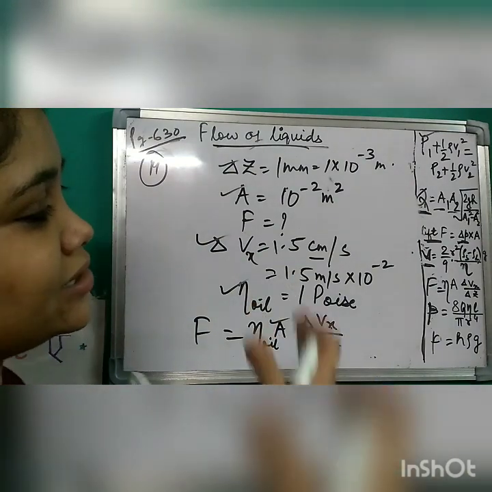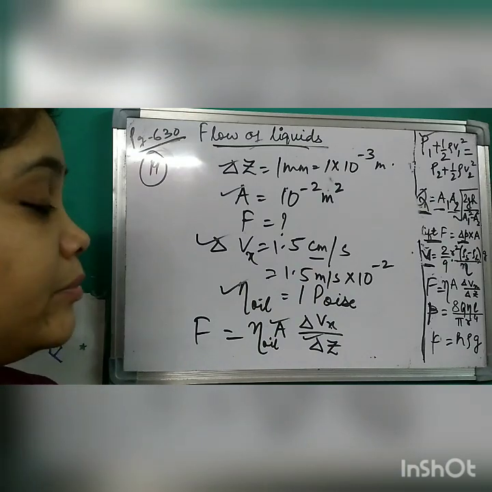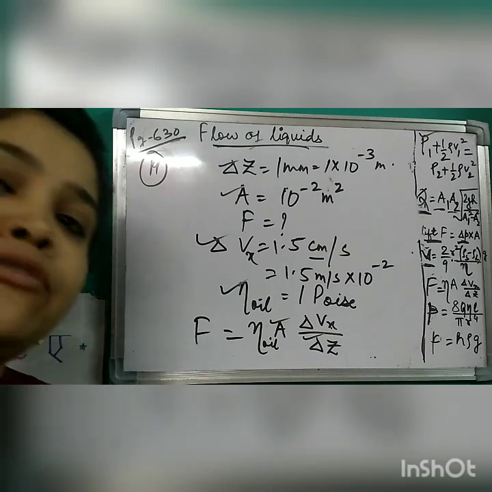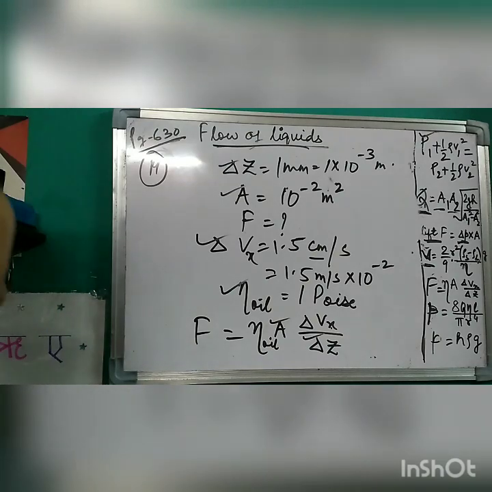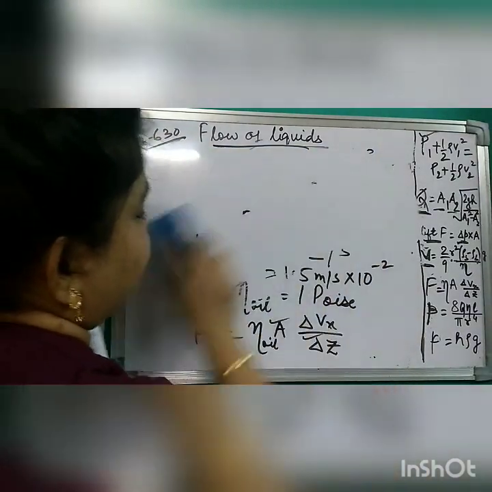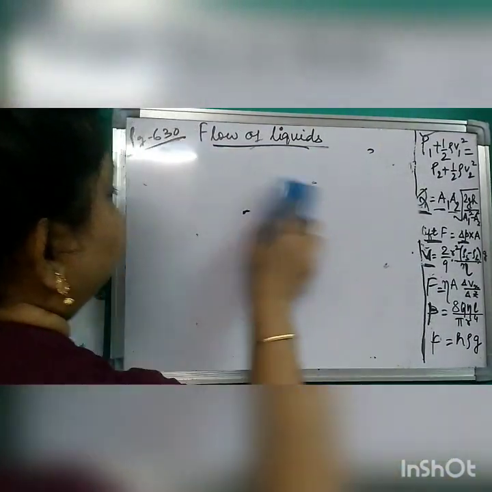Okay, it's a direct sum based on the velocity. It's basically a velocity gradient sum which is directly given to find out the force. So sum number 19 is very easy. Let's do sum number 20. Okay, let's see what sum number 20 tells us.